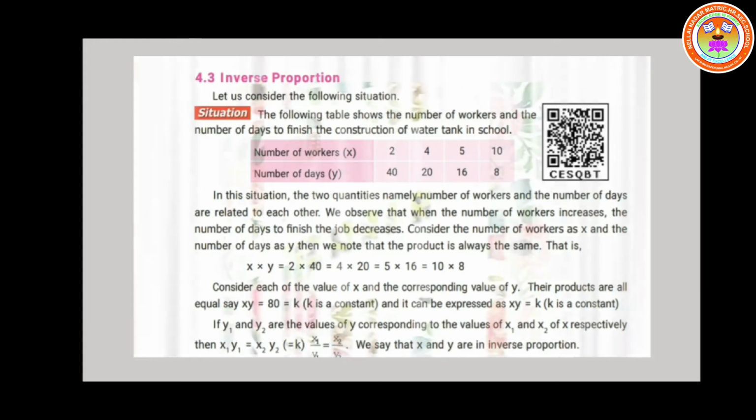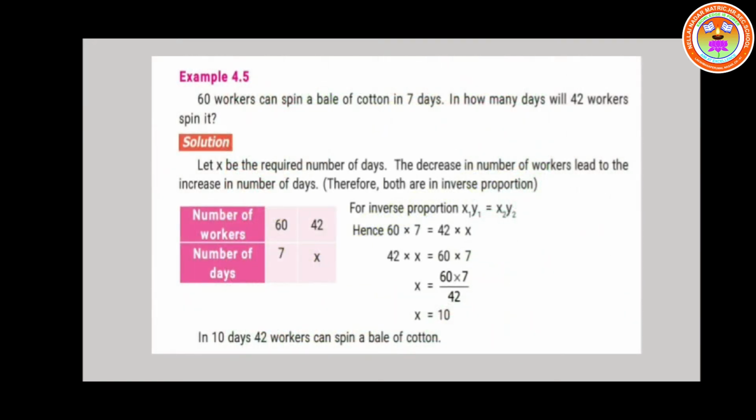Okay, now let us move on to some examples based on the inverse proportion. Example 4.5. 60 workers can spin a bale of cotton in 7 days. In how many days will 42 workers spin it? So let x be the required number of days. The decrease in the number of workers leads to an increase in the number of days. So it is an inverse proportion.